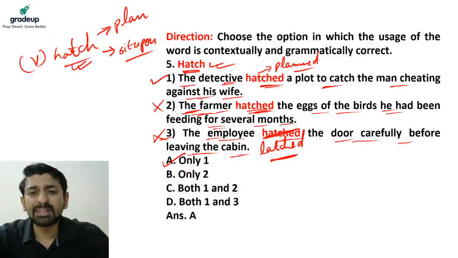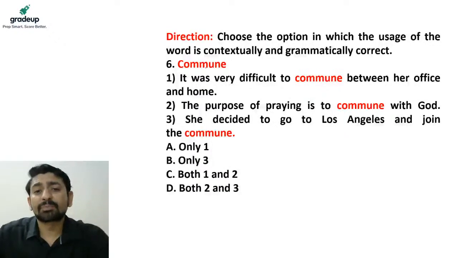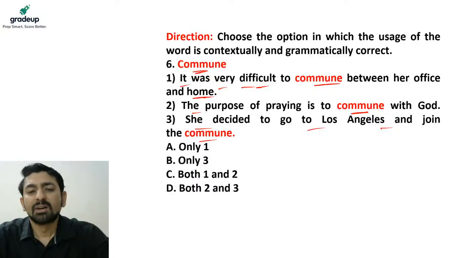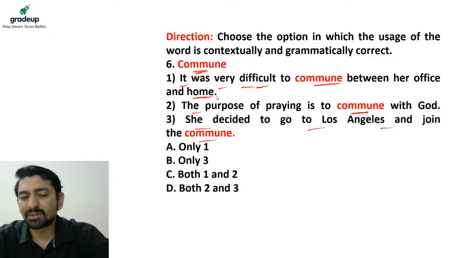Next question is commune. The meaning of commune you should understand and check which one of these is correct. First sentence says, it was very difficult to commune between her office and home. Second says, the purpose of praying is to commune with God. Third says, she decided to go to Los Angeles and join the commune. Which answer do you think is correct for this one? The meaning of commune should be known, only then you can answer such questions, guys. Let's see how many people can answer this one.